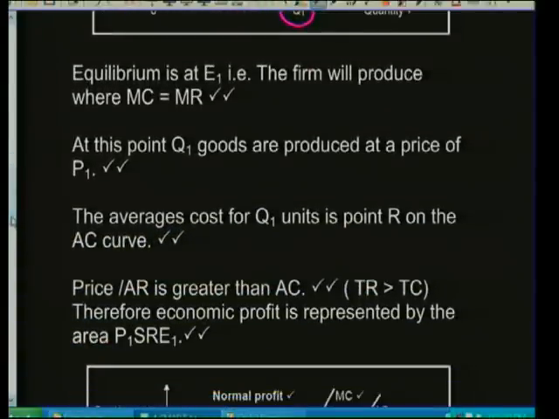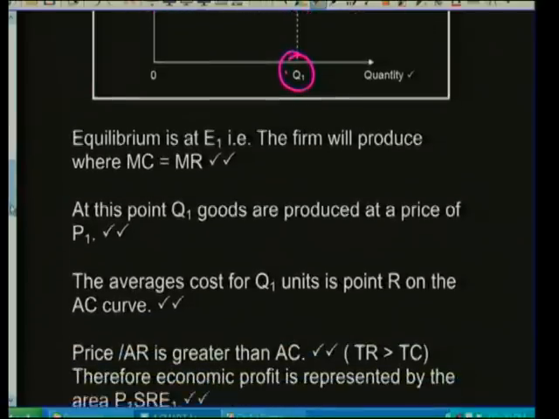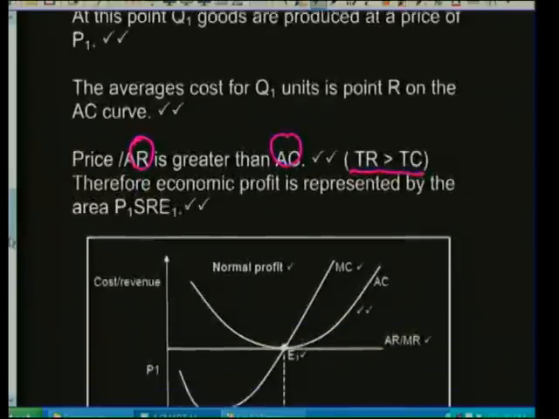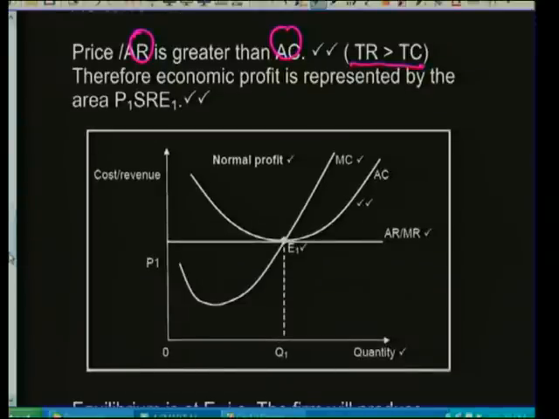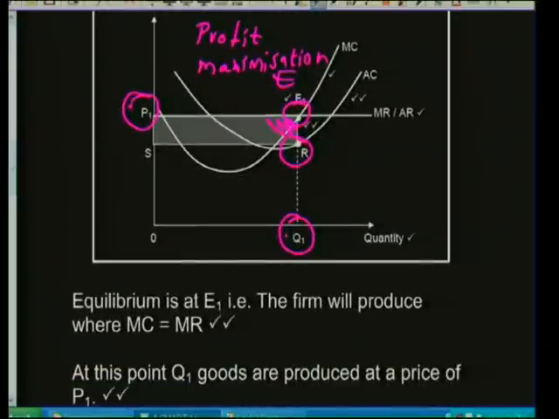Average cost for Q1 units is point R on the average cost curve. This is point R. And the price or the average revenue is greater than average cost. It's important that your revenue must be bigger than your cost. So total revenue will be bigger than total cost. Then you are making a profit. Therefore, economic profit is represented by the area. And we need to go back to see where that area is. Economic profit is represented by this area.